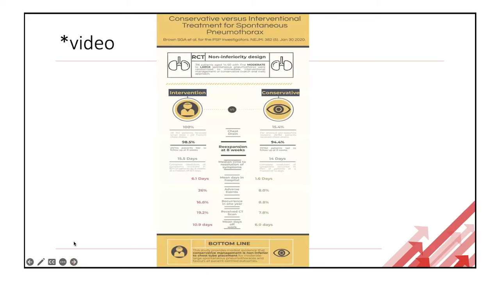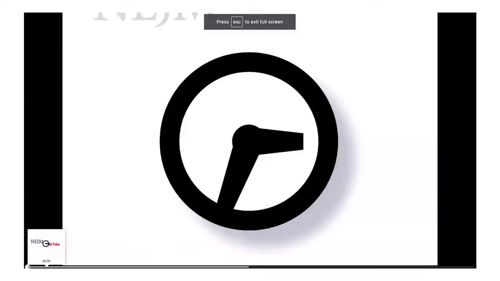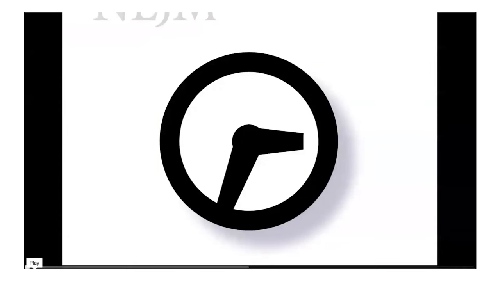And then recently in 2020, there was a paper published in the New England Journal of Medicine comparing conservative management versus putting a tube for the patient who has a spontaneous pneumothorax. So I want to play a video for you. The paper helped compare the two modalities, and this is a quick 1.5 minute summary of what it showed.